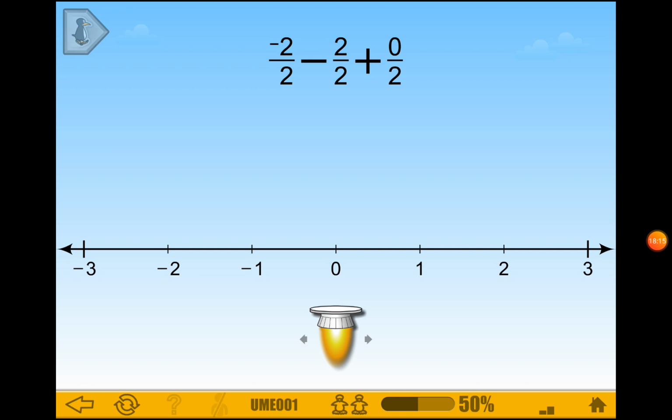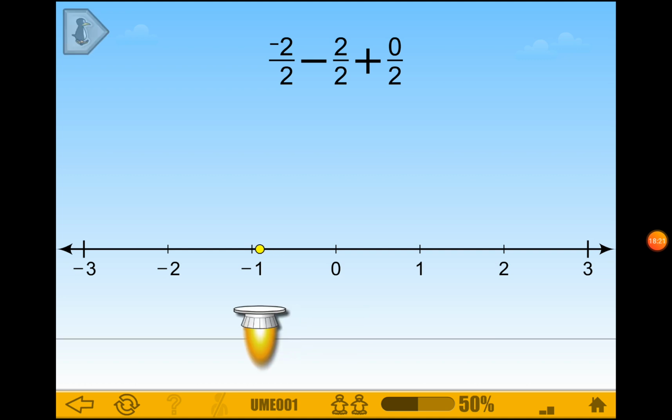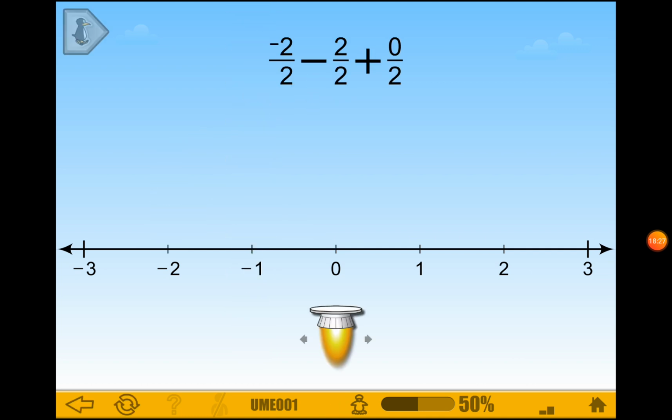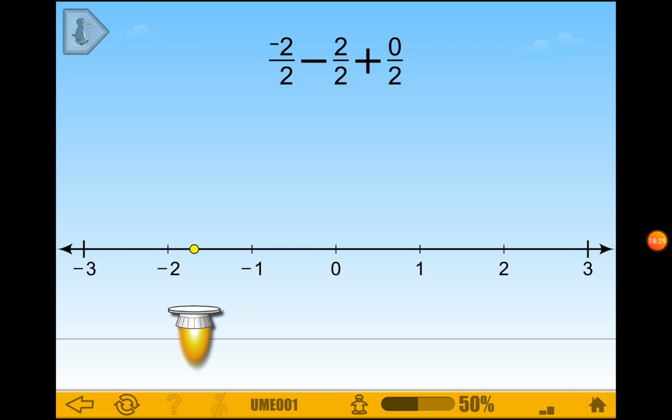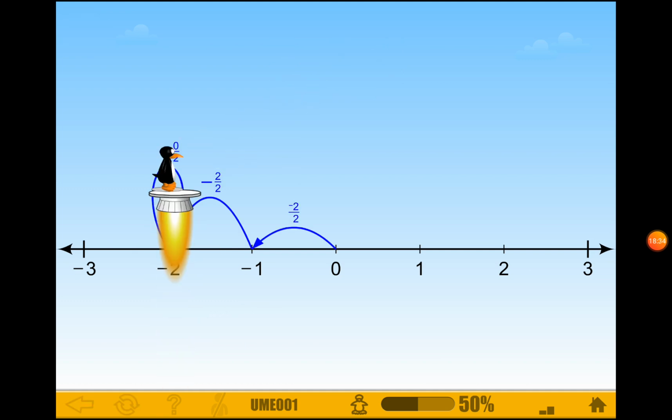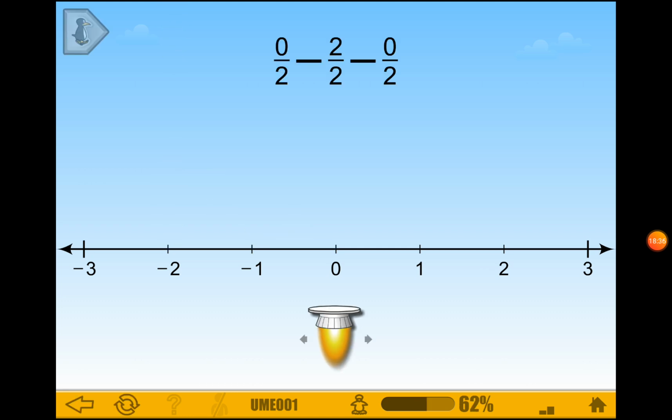So we have -1 minus 1, which would be -2. And then plus 0, which would be nothing. Oh, oops. There we go. 0 is just a loop around. Okay, so we cross off the zeros, and we just have -1.